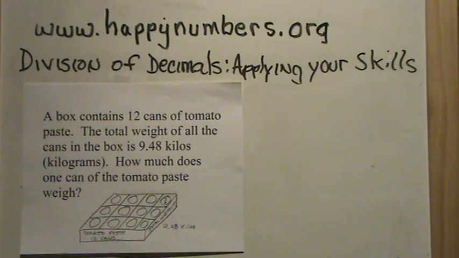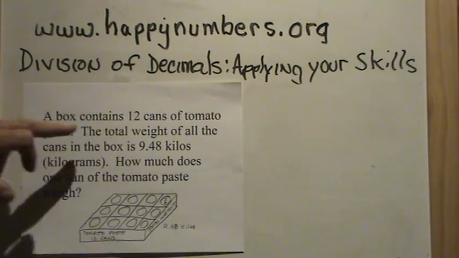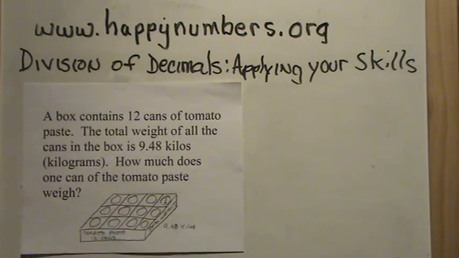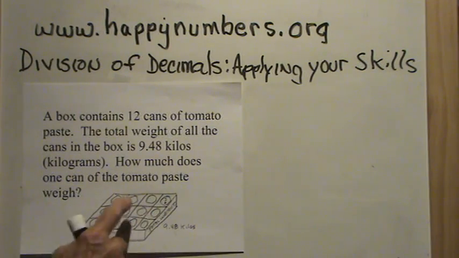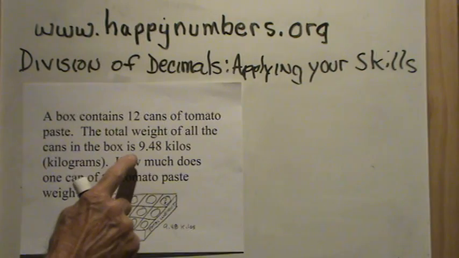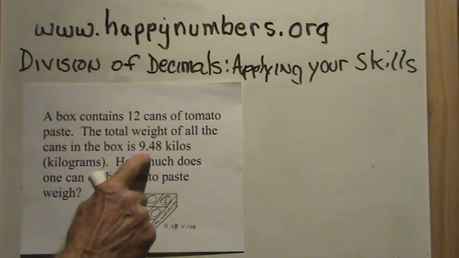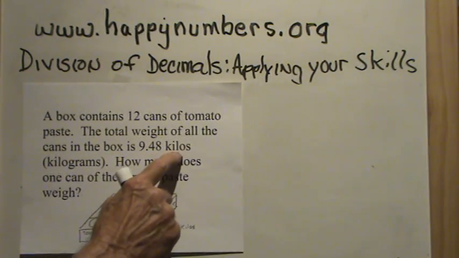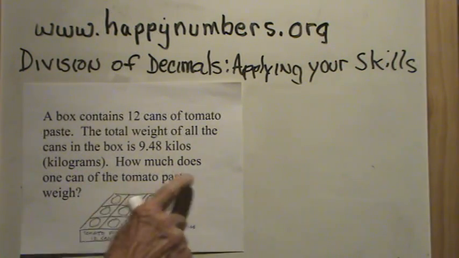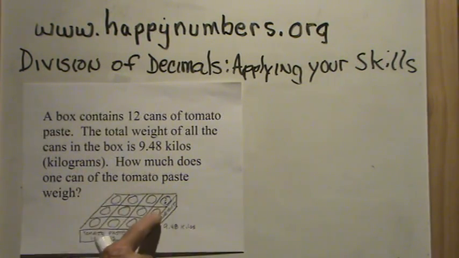Well, let's take a look at what we have here at this first problem. A box contains 12 cans of tomato paste. Notice I drew a box and see the 12 cans of tomato paste. The total weight of all of the cans in the box is 9.48 kilograms. So how much does one can of tomato paste weigh? Well, we have a division problem here.